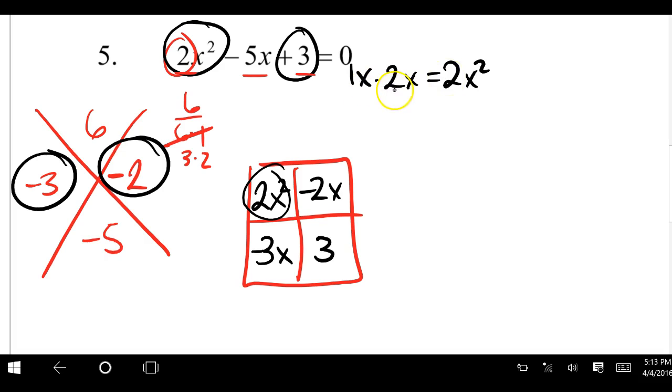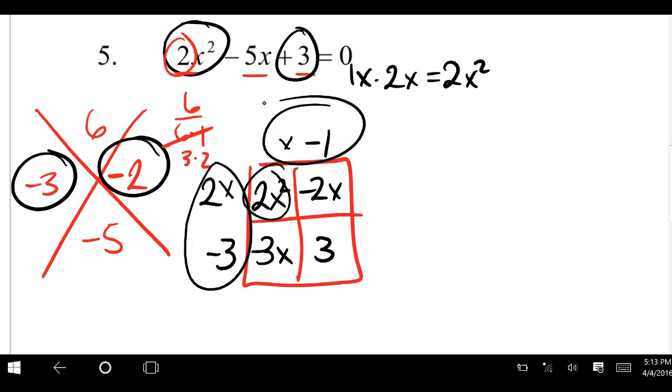Now, where does the 1x and the 2x go? Okay, well, let's put the 2x here and the x here. So 2 times what equals negative 3x? Well, there's no number I can multiply times 2 to get negative 3. So that means the 2 does not go there. It goes here on the side. So then 2x times what equals negative 2x? Well, that's minus 1. Then x times what equals negative 3x? That's negative 3. So there's our binomials. So now we have 2x minus 3 and x minus 1.